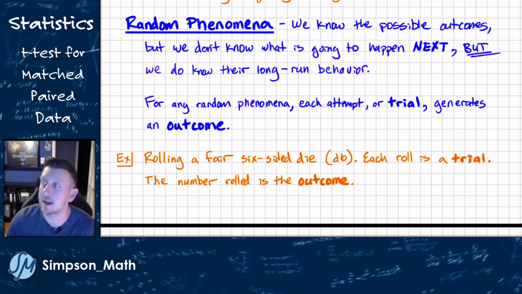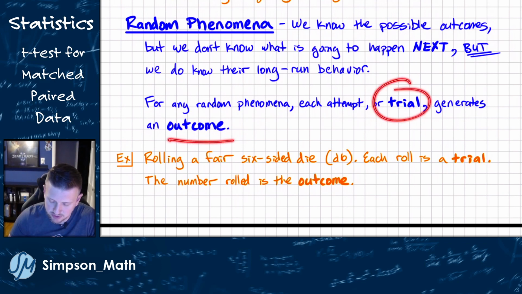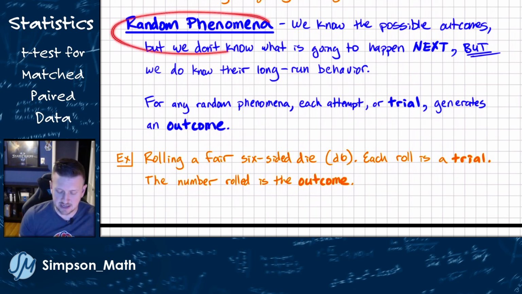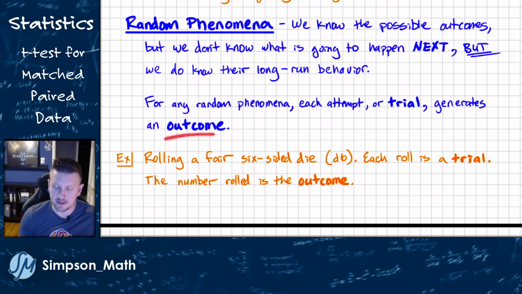Then for any random phenomenon or trial, it generates an outcome. So here are two vocab terms that we need to know. A trial is like me flipping a coin or me rolling a die, some action that is a random phenomenon. Then depending upon what I'm doing, that generates some sort of outcome, some result. If I'm flipping a coin, I'm looking at what's on top, heads or tails. If I'm rolling a die, I'm looking at the number. If I'm spinning a spinner, I'm seeing where I've landed. If I'm drawing a card, I'm noting what I care about on the card.